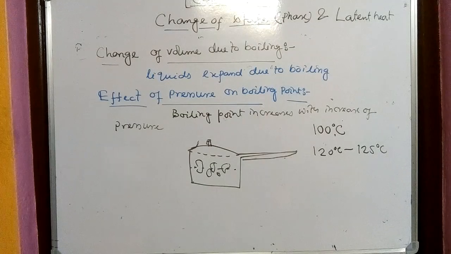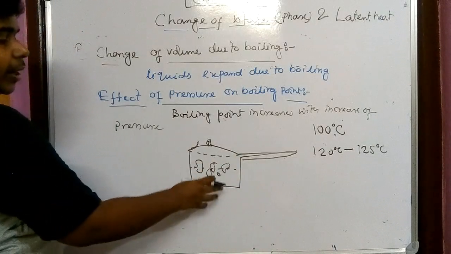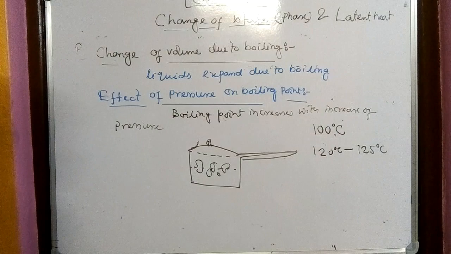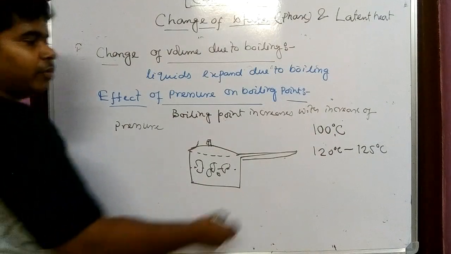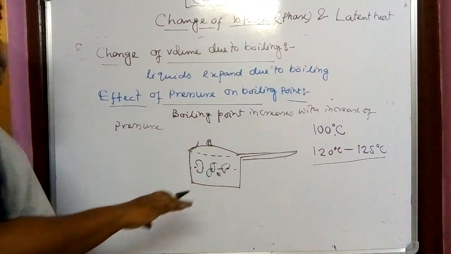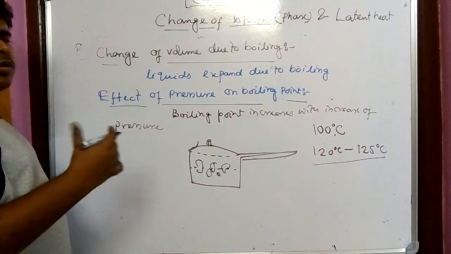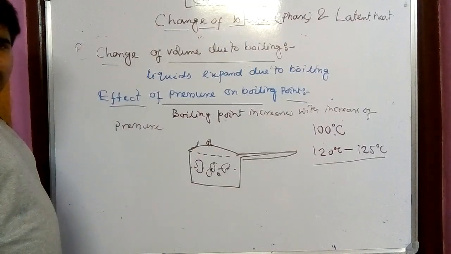Then if it increases, what happens? What benefit will we get? The benefit is that as the boiling point is increased, the food items, the vegetables, whatever the substance is, are boiled at a very high temperature, so that it is boiled much faster.